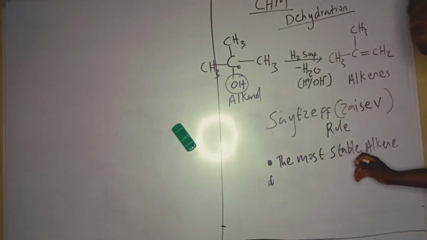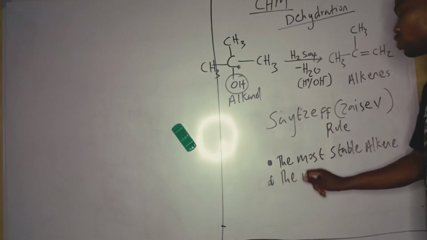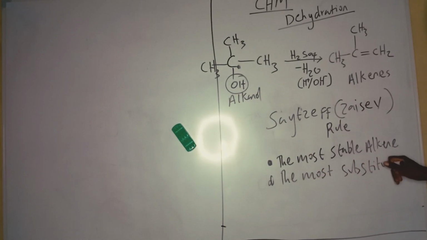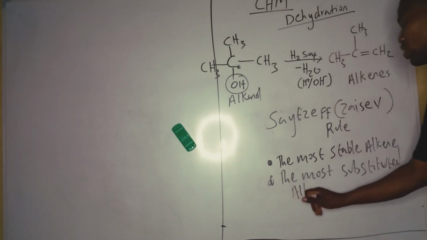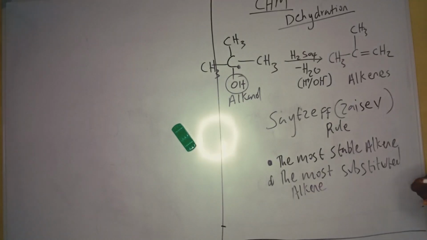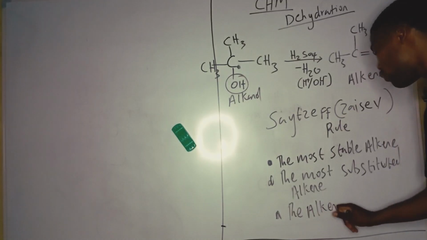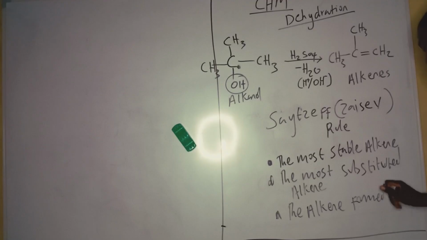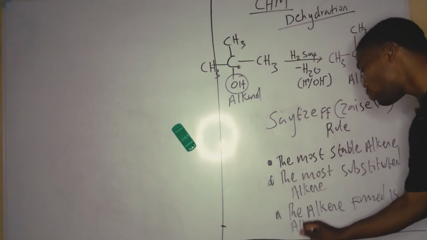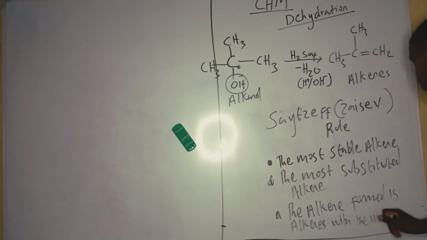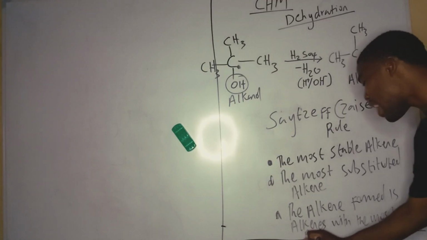And this most stable alkene is the most substituted. So usually the most substituted alkene, that means the alkene with more alkyl substituents, is the alkene formed. So the alkene formed is the alkene with the most substituents, or the most alkyl groups.